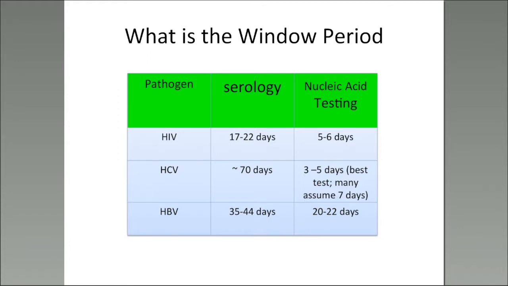So these are the window periods for the three viruses. For serology, for HIV, it's 3 weeks, and it goes down to about a week with NAT. For Hep C, you get the greatest benefit. It goes from 70 days to about 5 days or so, up to a week. It depends on what test you use. And for Hep B, it goes from about 40 days to 20 days.